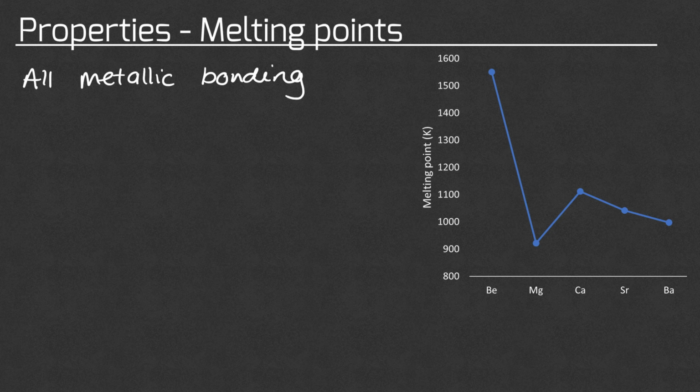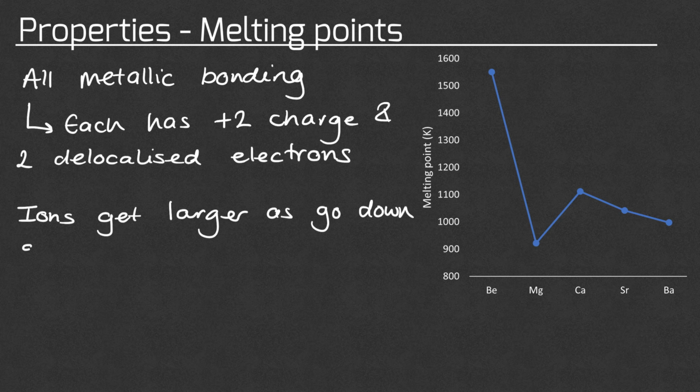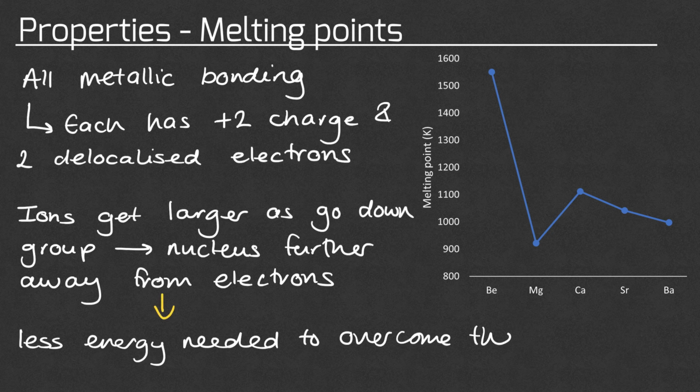So everything in group 2 is a metal, which means it's all metallic bonding. All of the group 2 metals will have a positive 2 charge and 2 delocalized electrons. As you go down the group though, the ions get larger because they've got more shells of electrons like we've already looked at, and the nucleus is further away from the electrons. This means that less energy is required to overcome those metallic bonding.